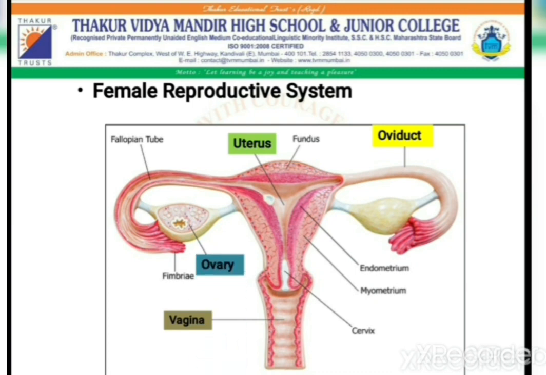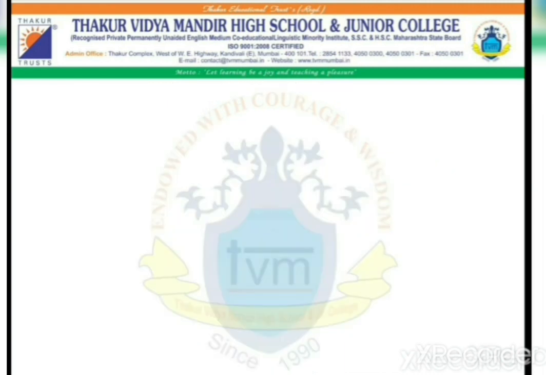Then the last part is the ovary, which is responsible for the formation of the egg. So these are the four parts which we'll be discussing in this topic of the female reproductive system. So starting with the first part, that is the vagina.